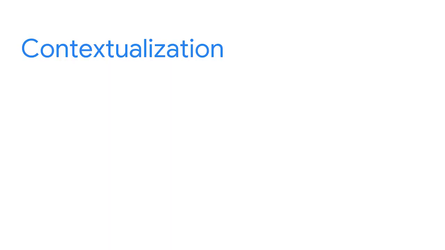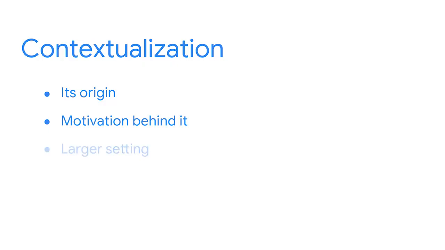As you likely know, in data analytics, context turns raw data into meaningful information. When you contextualize, you put something into perspective. This involves considering its origin and other relevant background information, the motivation behind it, the larger setting in which it exists, such as a particular time period, and what it might have an impact on. Contextualization gives something greater meaning to help people understand it more completely.